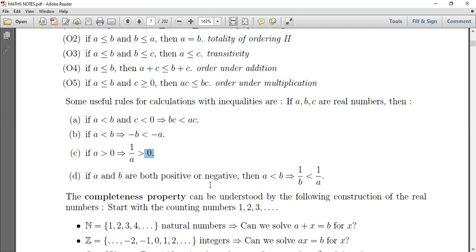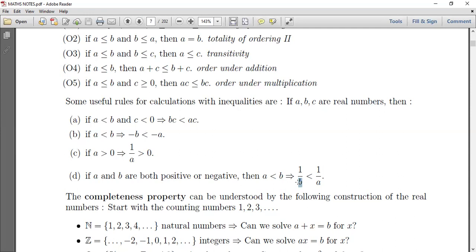If A and B are both positive or both negative, and A is less than B, then 1 over B is always less than 1 over A. So there is that order reversal again. If I invert both sides of the inequality, the bigger number is now the smaller number. So if I've got A smaller than B, but if I invert, 1 over B is now smaller than 1 over A. So a big denominator means a small number.